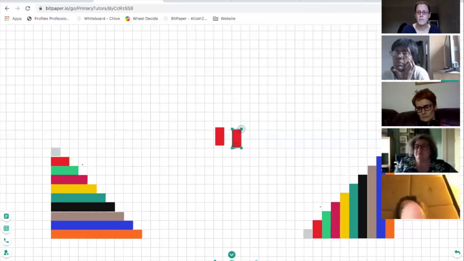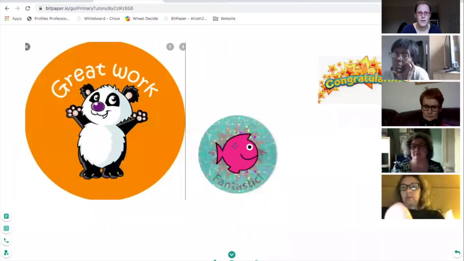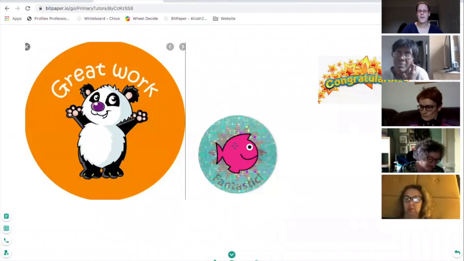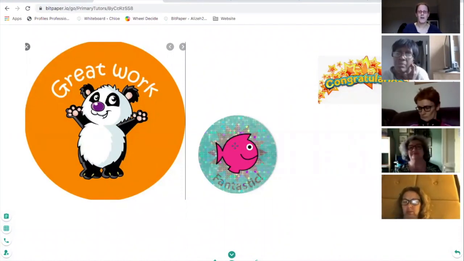Okay, the last thing: stickers. I give my kids online stickers rather than normal stickers, because they still like stickers, they still want stickers, but I'll just copy them from the internet. And if I know that they're interested in something, I'll choose the ones that I think they will like.